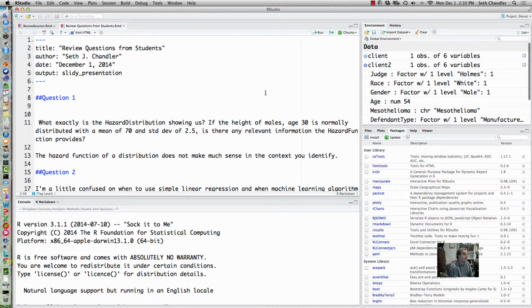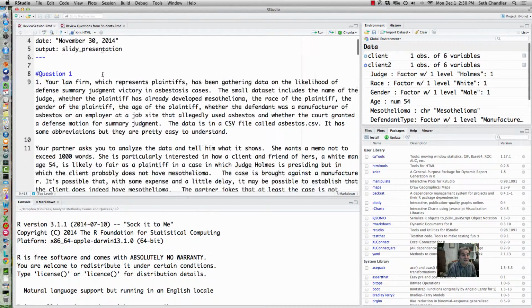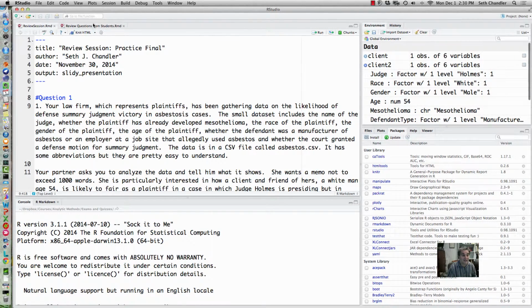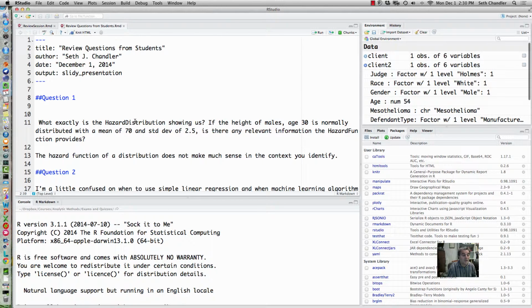There are two sorts of things that I want to cover. One is at least one student was kind enough to send in some questions, and I'll try to answer those. And then I also prepared here a sort of sample final exam, and I'll go through what it looks like and what some of my expectations might be of a model answer.